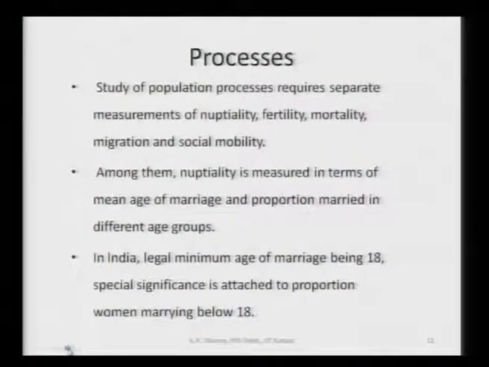Among them, nuptiality is measured in terms of mean age of marriage and proportion married in different age groups. There are so many indicators of nuptiality, some simple, some complex, but the two most commonly used measures of nuptiality, which are of policy importance in countries like ours, are age of marriage and proportion married.